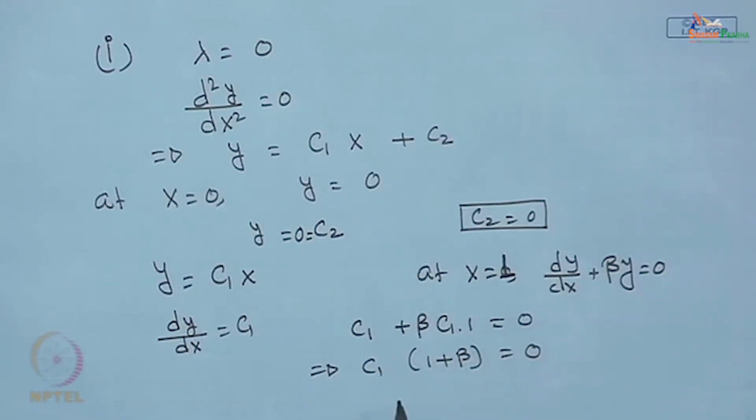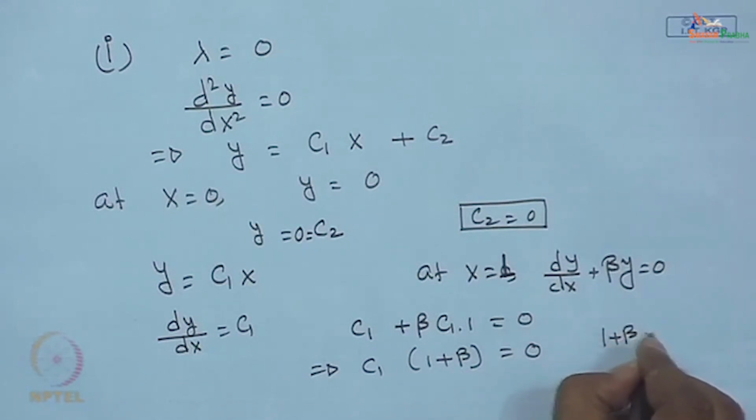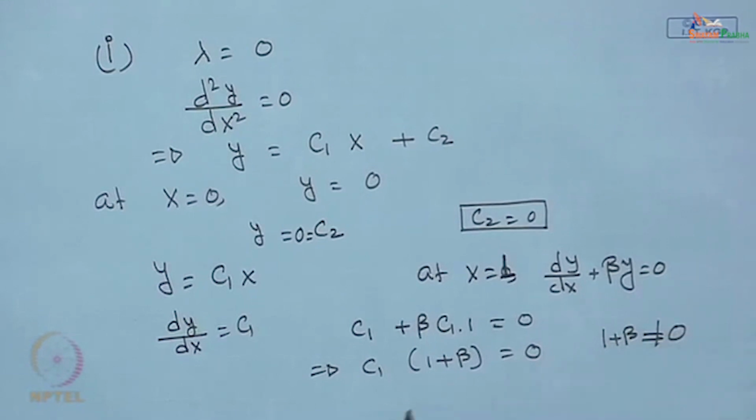Now, beta is a positive constant. So, therefore, 1 plus beta is always positive, it cannot be equal to 0. So, 1 plus beta is not equal to 0. Therefore, in order to satisfy this equation, C1 must be equal to 0.